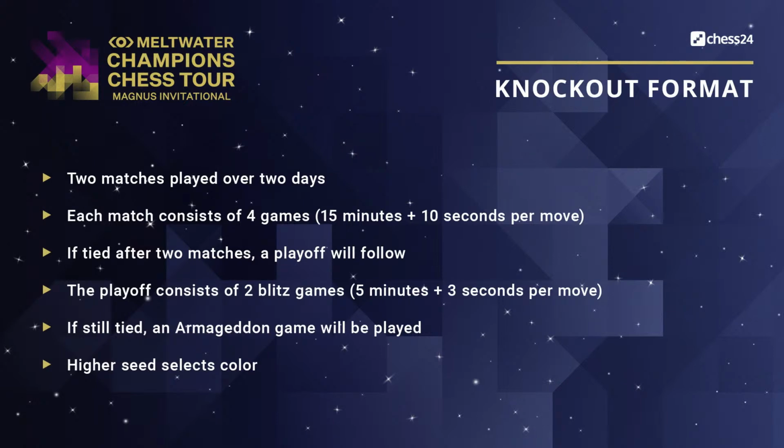If Alireza and Levon Aronian win the set, regardless of the margin with which they win, we go into a playoff, which will witness 2 blitz games, 5 minutes with a 3-second increment. If that's a tie as well, then we have an Armageddon. Meanwhile, on the other set as well, if it ends in a tie, then we go into the playoffs. As always, the higher seed, which in this case would be Magnus, as he finished first, would get to pick the colors.